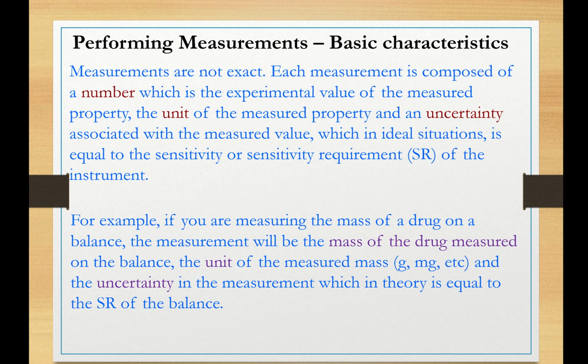Unlike integer numbers, which are exact, measurements are not exact. Each measurement is composed of a number, a unit, and an uncertainty in that measurement. For example, if you are measuring the mass of a drug, the actual measurement is the mass of the drug measured on that balance. The unit could be grams, milligrams, micrograms, nanograms, etc. And the uncertainty in the measurement ideally should be equal to the SR of the balance.